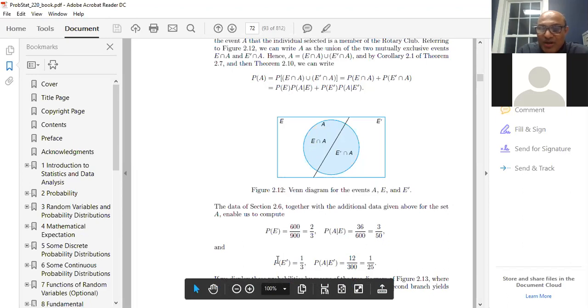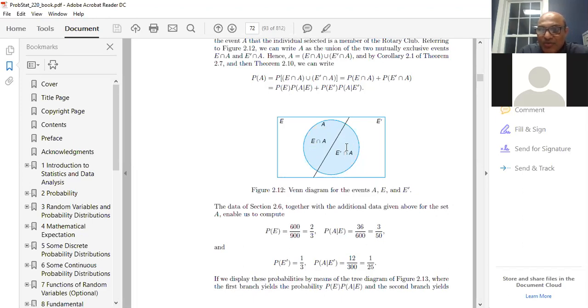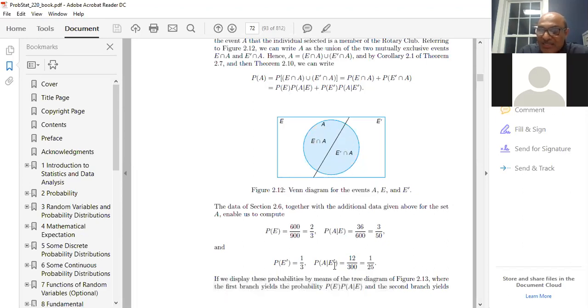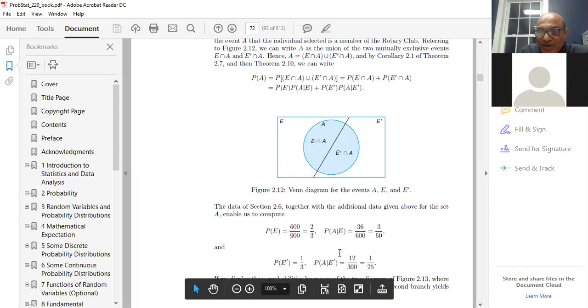Same way, the total number of E-dash is nothing but the unemployed, right? You can see over here how many unemployed men there were in the previous example: 300 out of 900. So 300 out of 900 means 1/3. And now we are looking for the probability that a person who is chosen is a member of the Rotary Club, given that he is unemployed. That number is given over here, 12. So 12 divided by 300, since 300 people are unemployed, right? So that is 1 over 25.